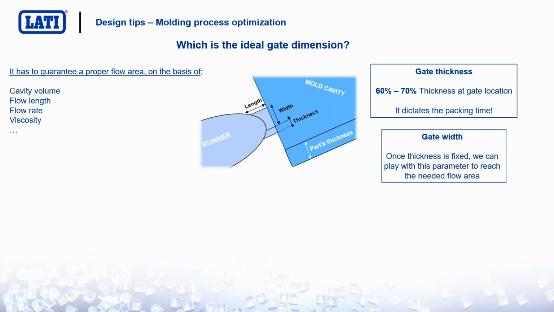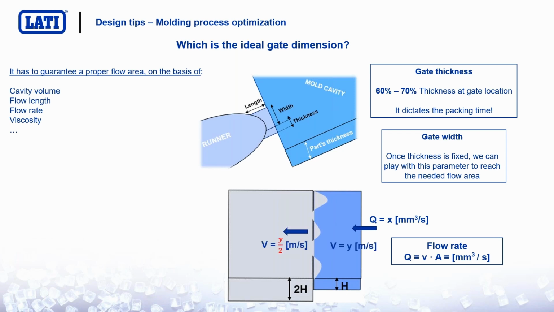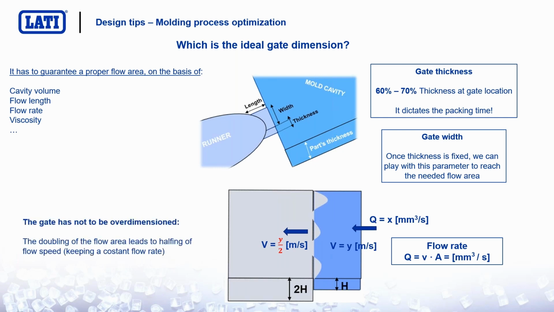But we also have to not neglect the fact that increasing or doubling the flow area will lead to a decrease of the flow speed. So if we double the flow area, the flow speed will be half. So the gate must not be over dimensioned either, because this may lead to other problems due to a lower flow speed.